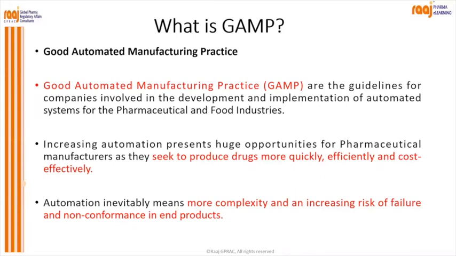That's why we are using advanced research and advanced technology. And as you go to an advanced level, the problem that arises is how much sophistication you want. That much validation, that much risk is also involved. And that's how we have to follow these good automated manufacturing practices. Automation inevitably means more complexity and an increasing risk of failure and non-conformance in the end product.